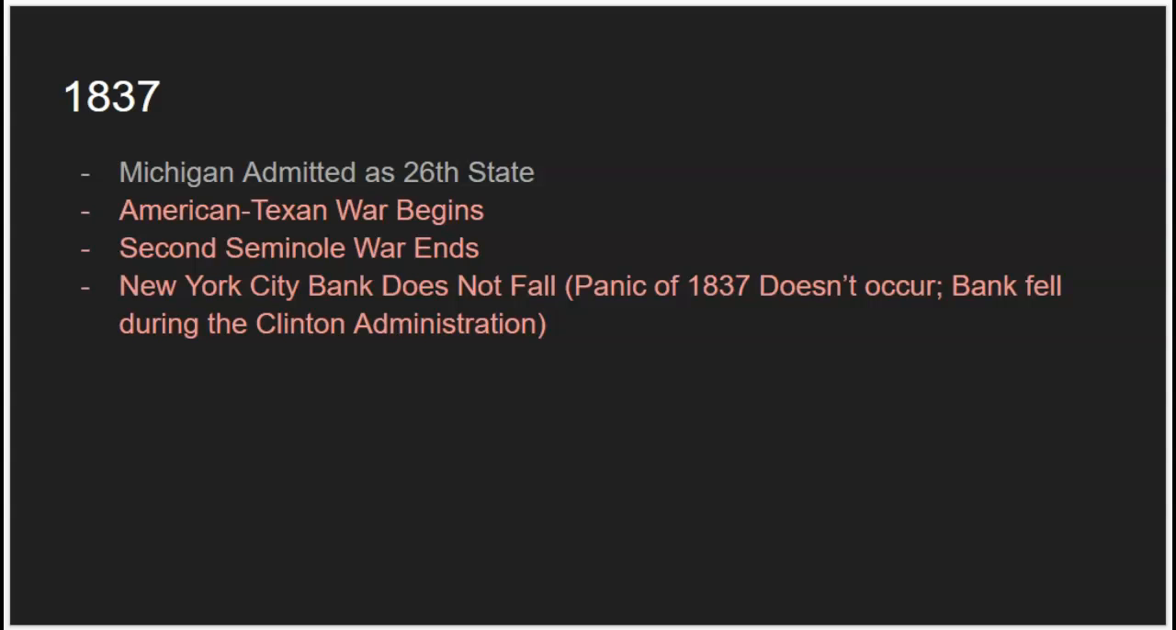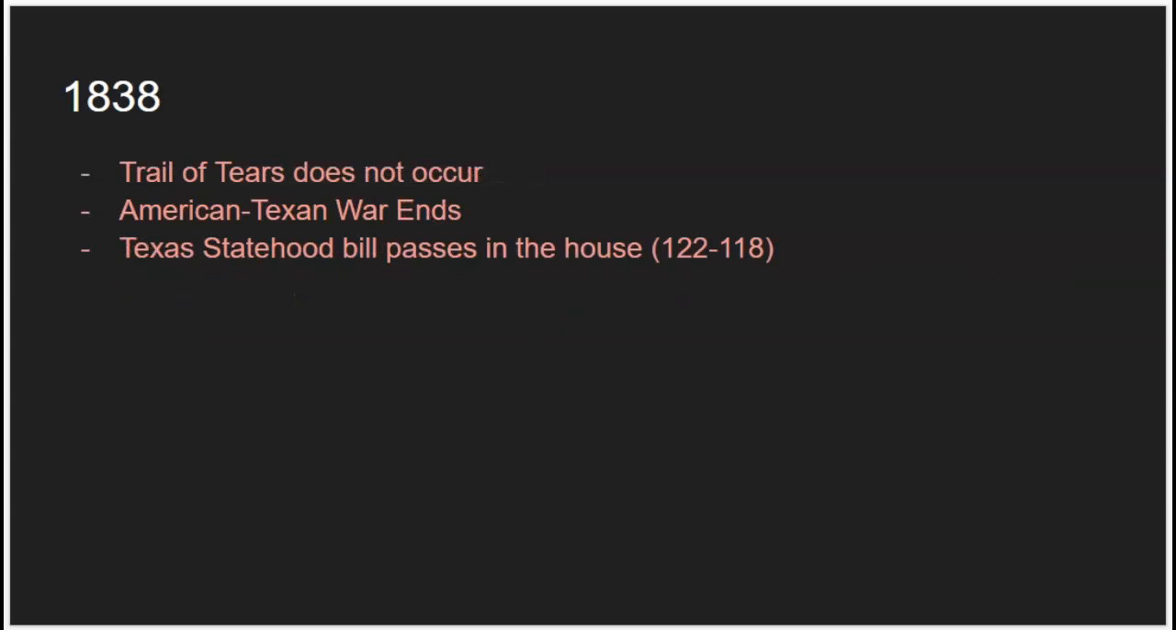The New York City Bank does not fall. It fell back in the Clinton administration due to the recession, but it doesn't happen in Harrison's first term. The Trail of Tears does not occur. The Cherokee Removal Act does not happen with Harrison in office. And also, a very short war, the American-Texan War, ends as Harrison does everything he can to make this a short and sweet war as he wins.